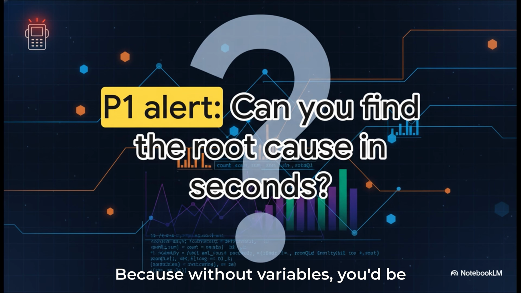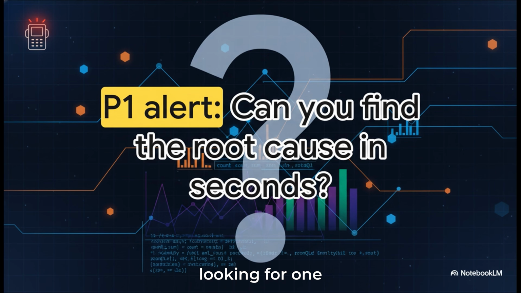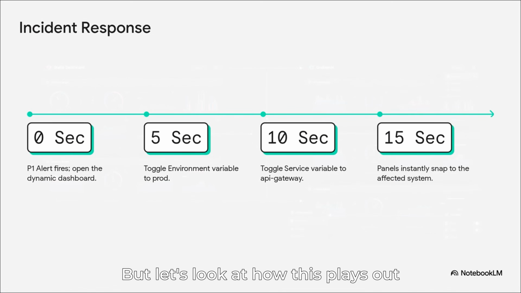Because without variables, you'd be frantically clicking through messy folders looking for one specific hard-coded dashboard, or worse, manually rewriting PromQL queries while the whole system is practically on fire. But let's look at how this plays out when you actually have chained variables set up.